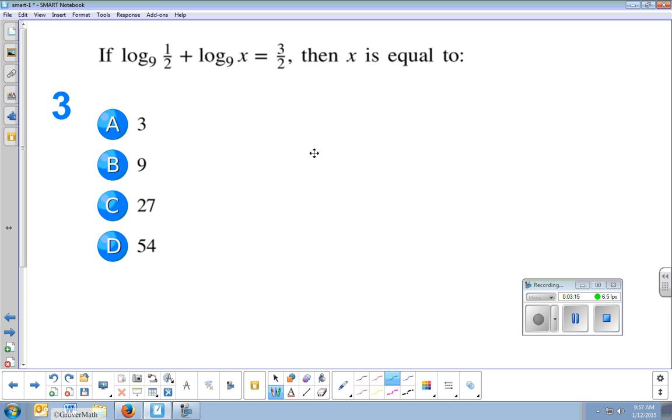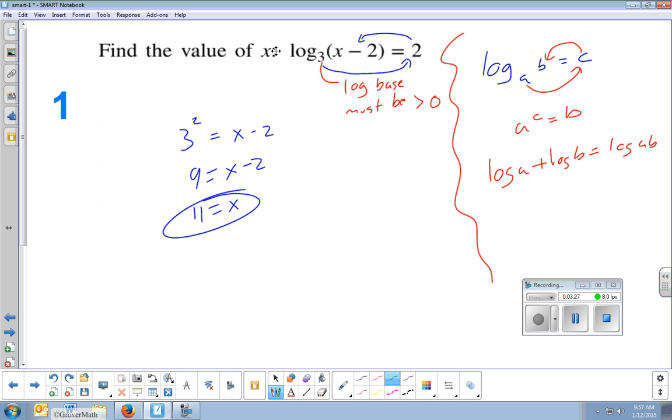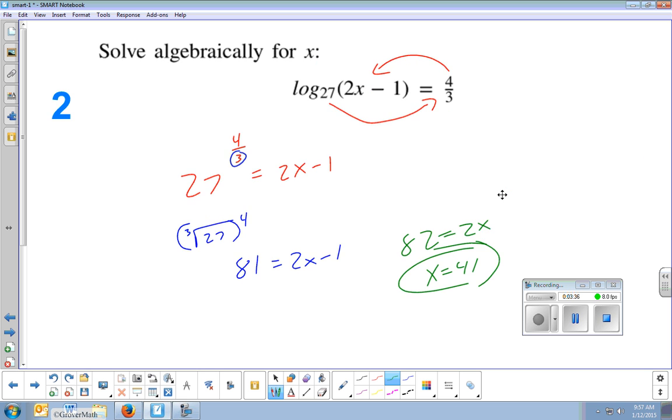All right, one more example. What we see here is that there are two logarithms, a double log equal to a number. When I have a single log, like in the previous examples, I just did a conversion. But when I have a double log, I'm going to need to use a property to get it to be a single log so I can convert to exponential.